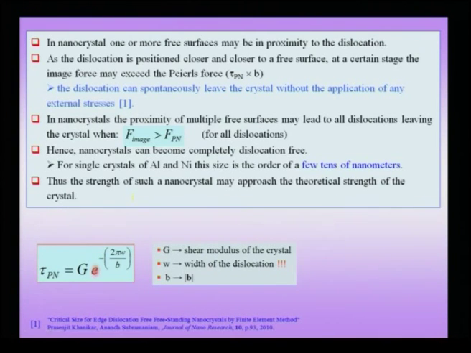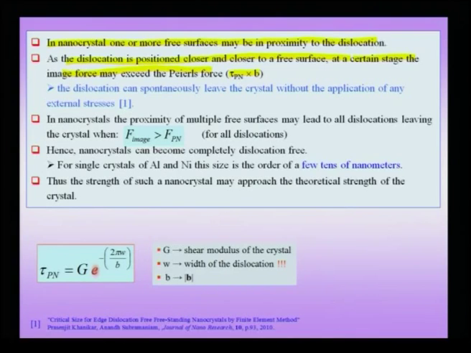So to summarize a few of the points we have just seen, and to consider new points, in a nanocrystal one or more free surfaces may be in the proximity of the dislocation. As the dislocation is positioned closer and closer to a free surface, the image force strength increases. At a certain stage the image force may actually exceed the Peierls stress. Peierls stress, as we defined before, is the inherent lattice friction for the motion of dislocations, and the Peierls force can be calculated from the Peierls stress by multiplying it with the Burgers vector. And when this happens, it implies that the dislocation can spontaneously leave the crystal without application of any external stress.